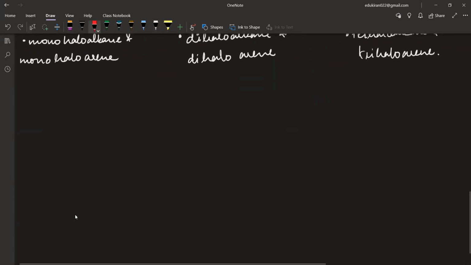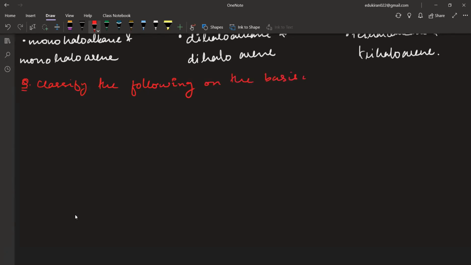Write a question. Following on the basis of number of halogen atoms. ठीक है, number of halogen atoms. Right, number 1.